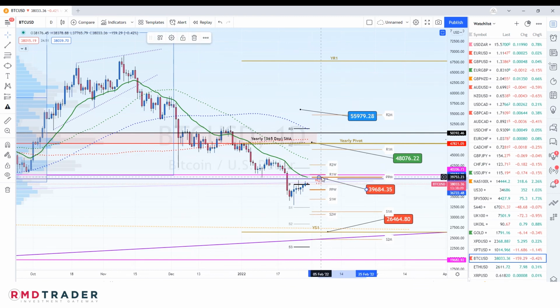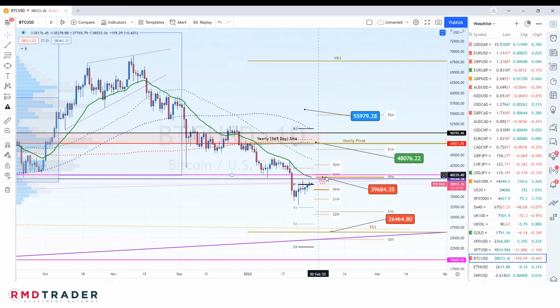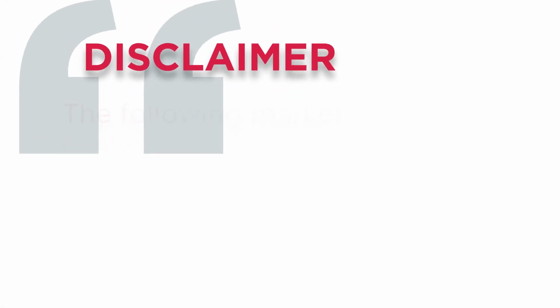So if we do test that area and get rejection, of course, as I've previously pointed out, I still see a test in the near term of this 26,500 level at some stage. And if we do get rejection from here, it's possible that we will see that being realized. If we do get a recovery from here, then we'll probably see that retest of the yearly pivot. And then of course we have to see what price does from there. But I think in the near term that should be sufficient to give us at least some direction in terms of what we might expect for price and Bitcoin for the week to come.